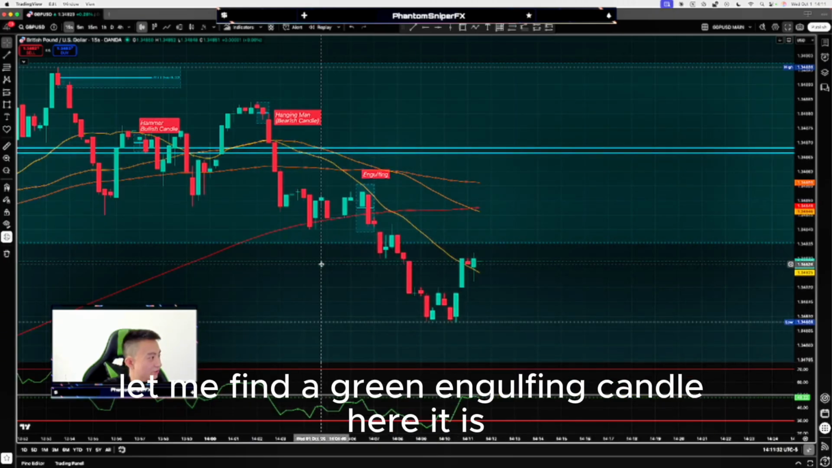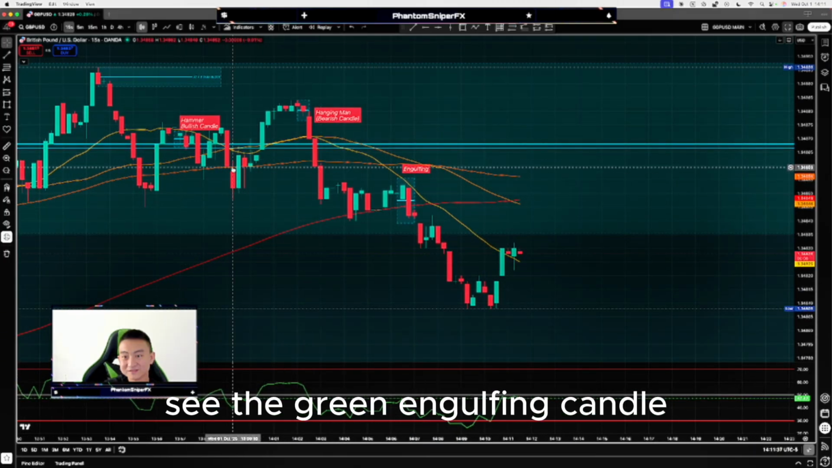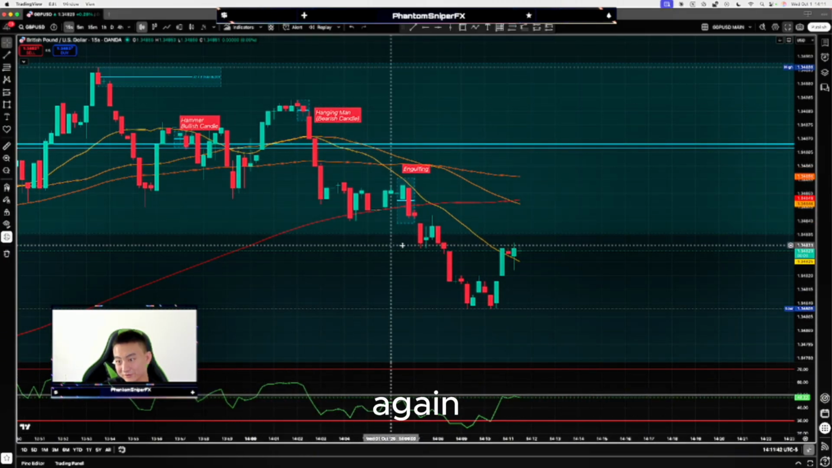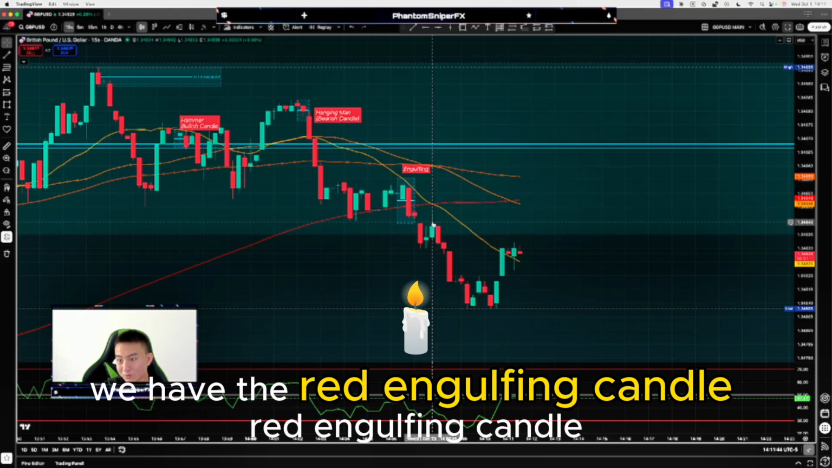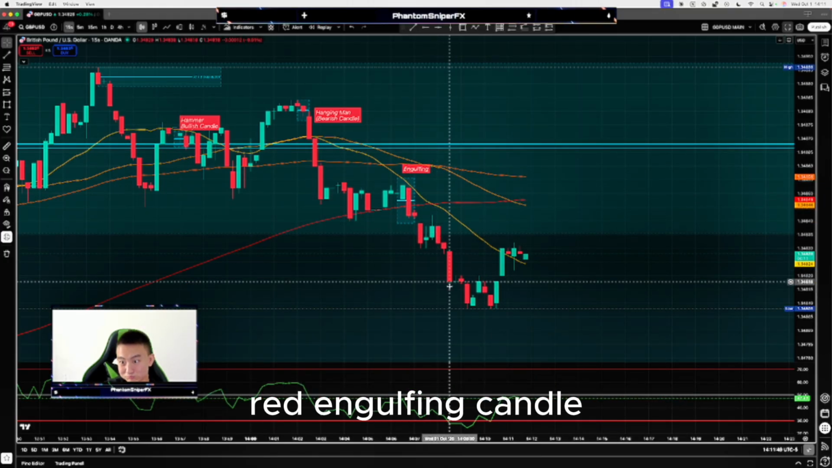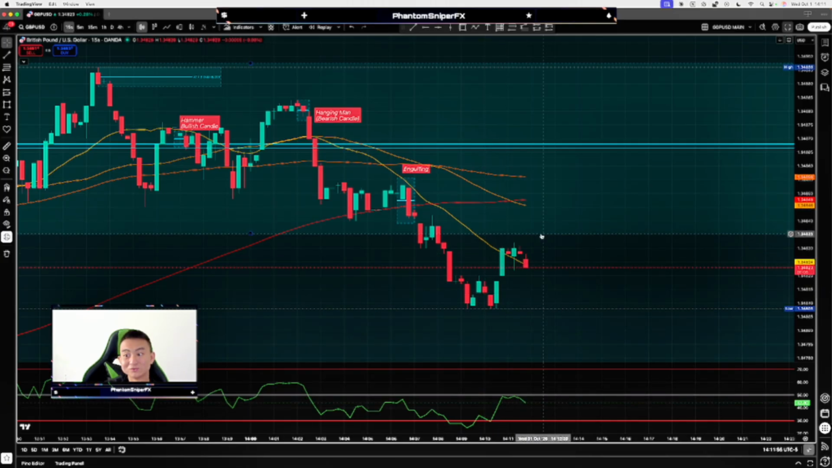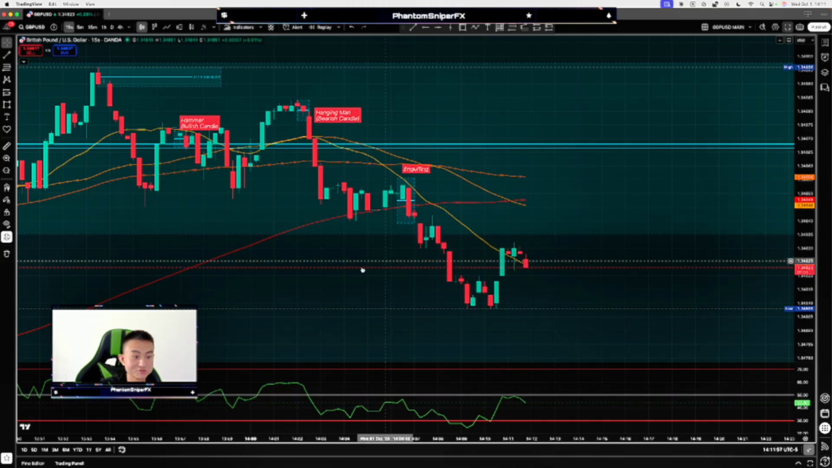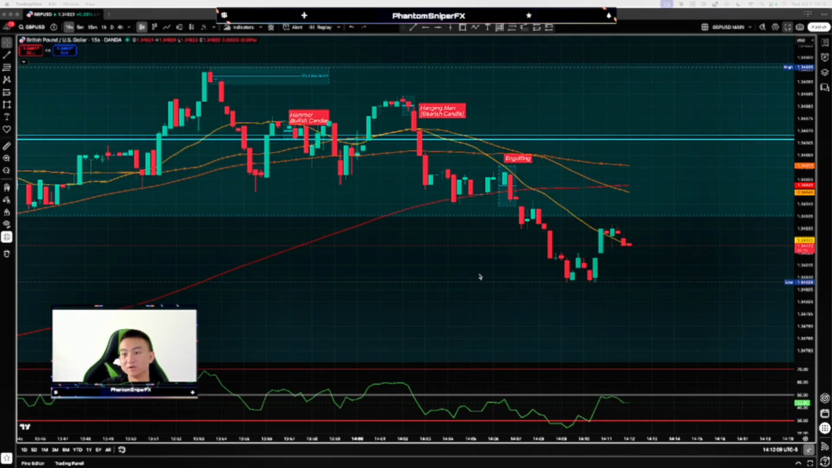Let me find a green engulfing candle. Here it is. See the green engulfing candle? Again, we have the red engulfing candle, red engulfing candle, red engulfing candle, green engulfing candle. I hope I'm getting the point across today. Let's put it all together.